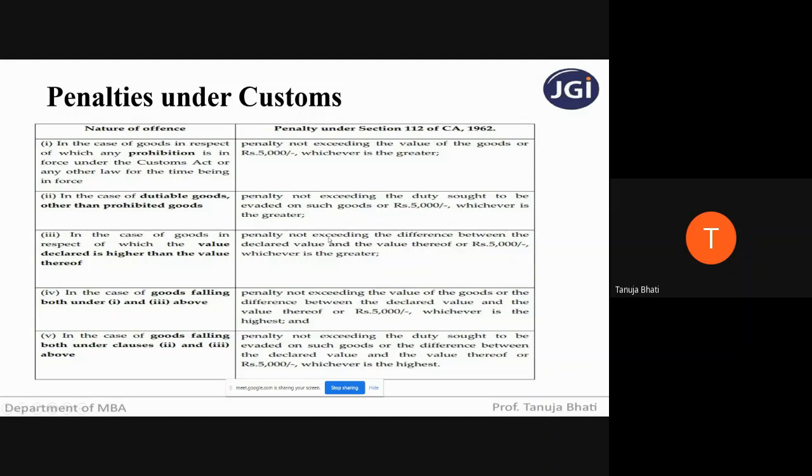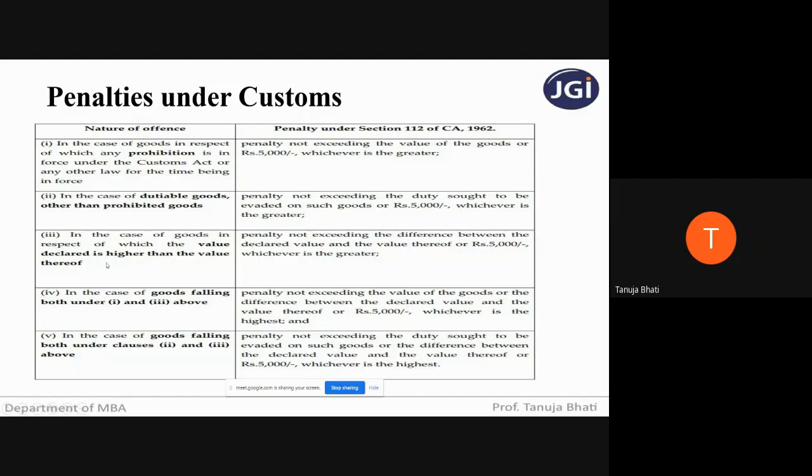Then the penalty will be a penalty not exceeding the difference between the declared value and the value thereof, or rupees 5,000, whichever is greater. Suppose they had to declare 2 lakh rupees and they have declared only 1 lakh rupees. So that 1 lakh is the amount that they have not declared, either that 1 lakh or 5,000, whichever is greater.